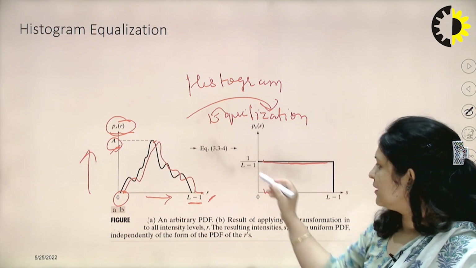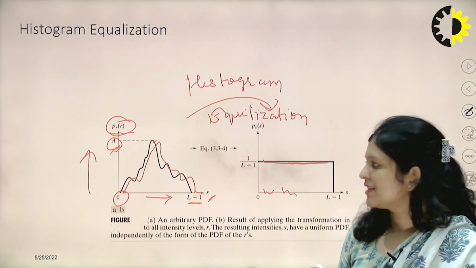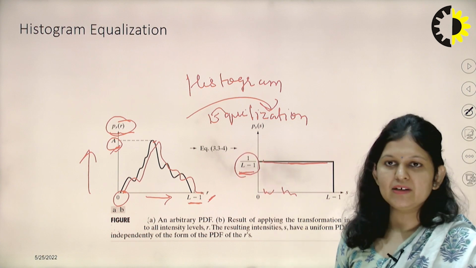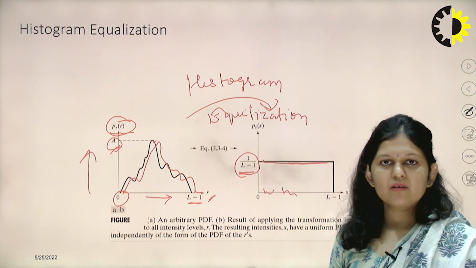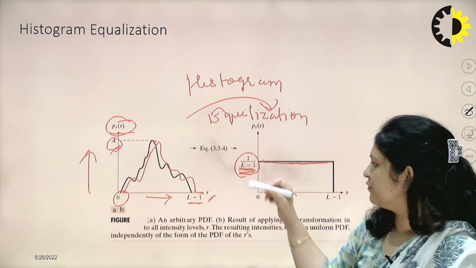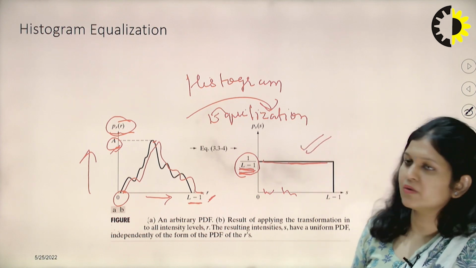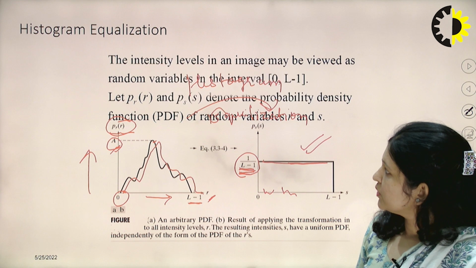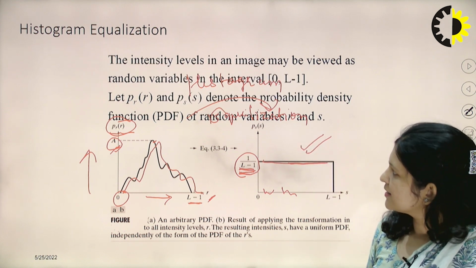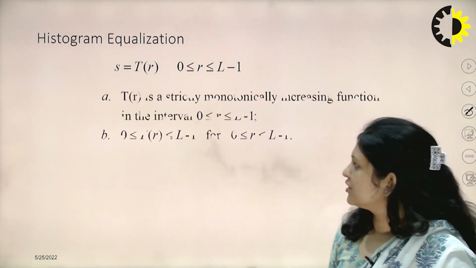So here we want to achieve, not exactly this particular probability for each intensity value, but an approximation, or we can say almost this particular value, 1 upon L minus 1. So this is what we want to achieve through histogram equalization. The main purpose of using histogram equalization is this. So let's see the transformation, how we will do the histogram equalization.